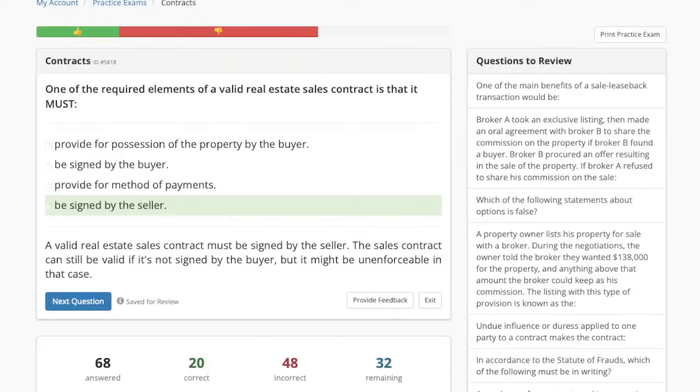Do all contracts need to be in writing? No. No. No. Why do people always get this wrong? Not you guys, but I would get this wrong. Why do they get it wrong?